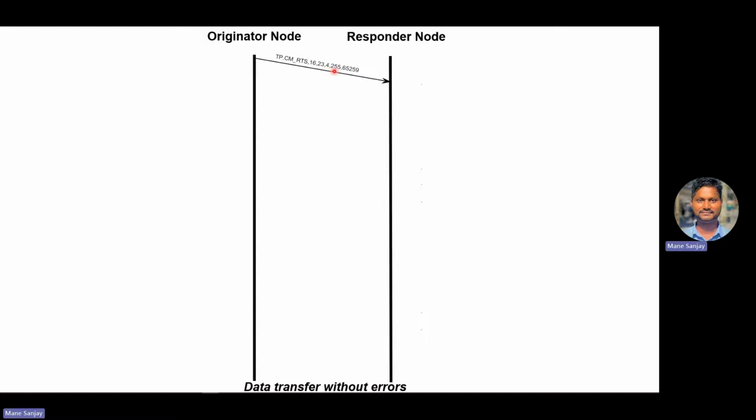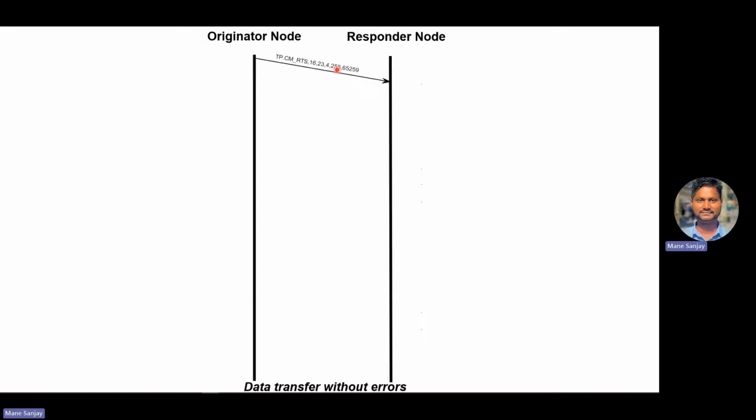And the fifth byte is the maximum number of packets that can be sent in response to the clear to send. Here the originator can limit that also, but here it is open. FF means whatever packets the originator node needs to send, all those packets are sent here. So this is the fifth byte of the request to send message.